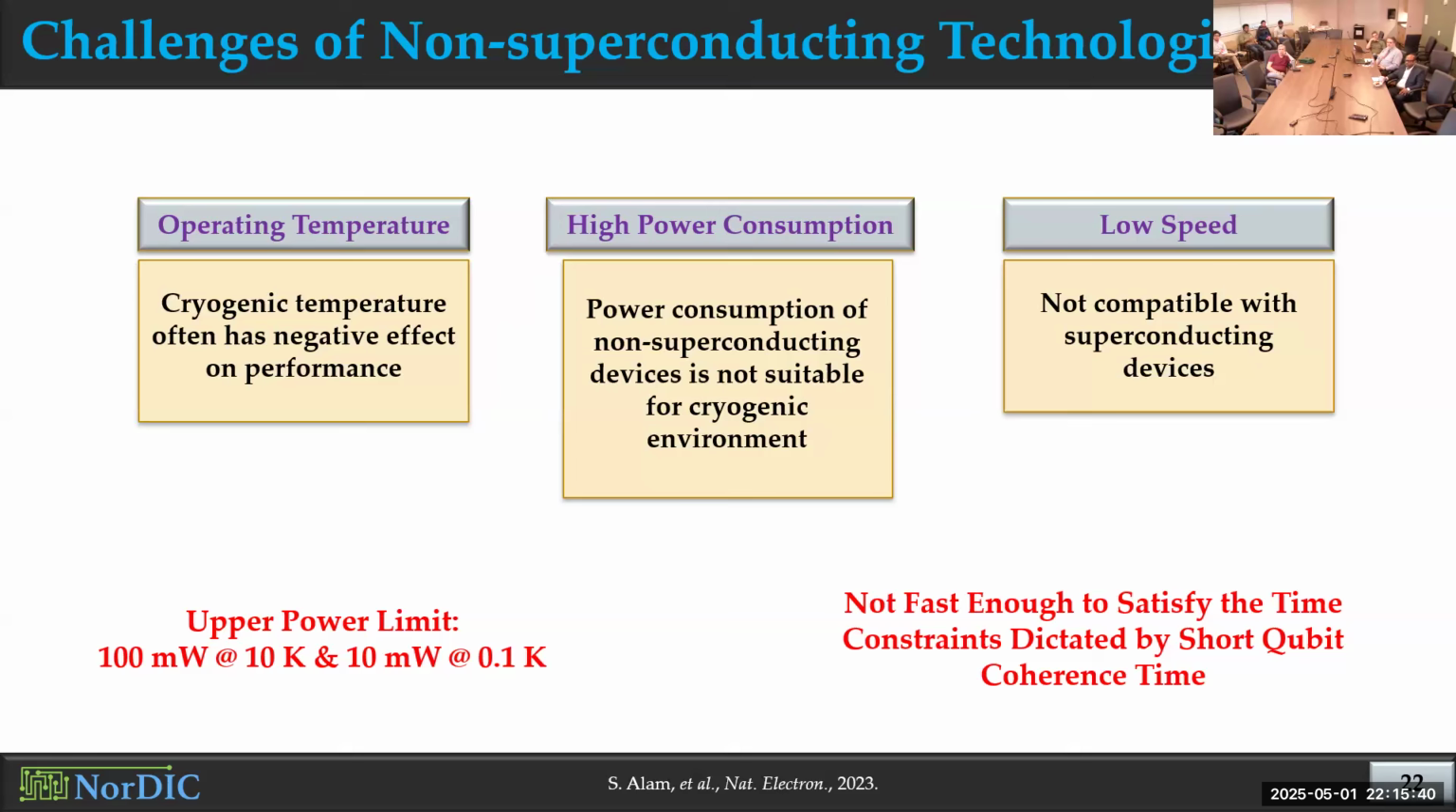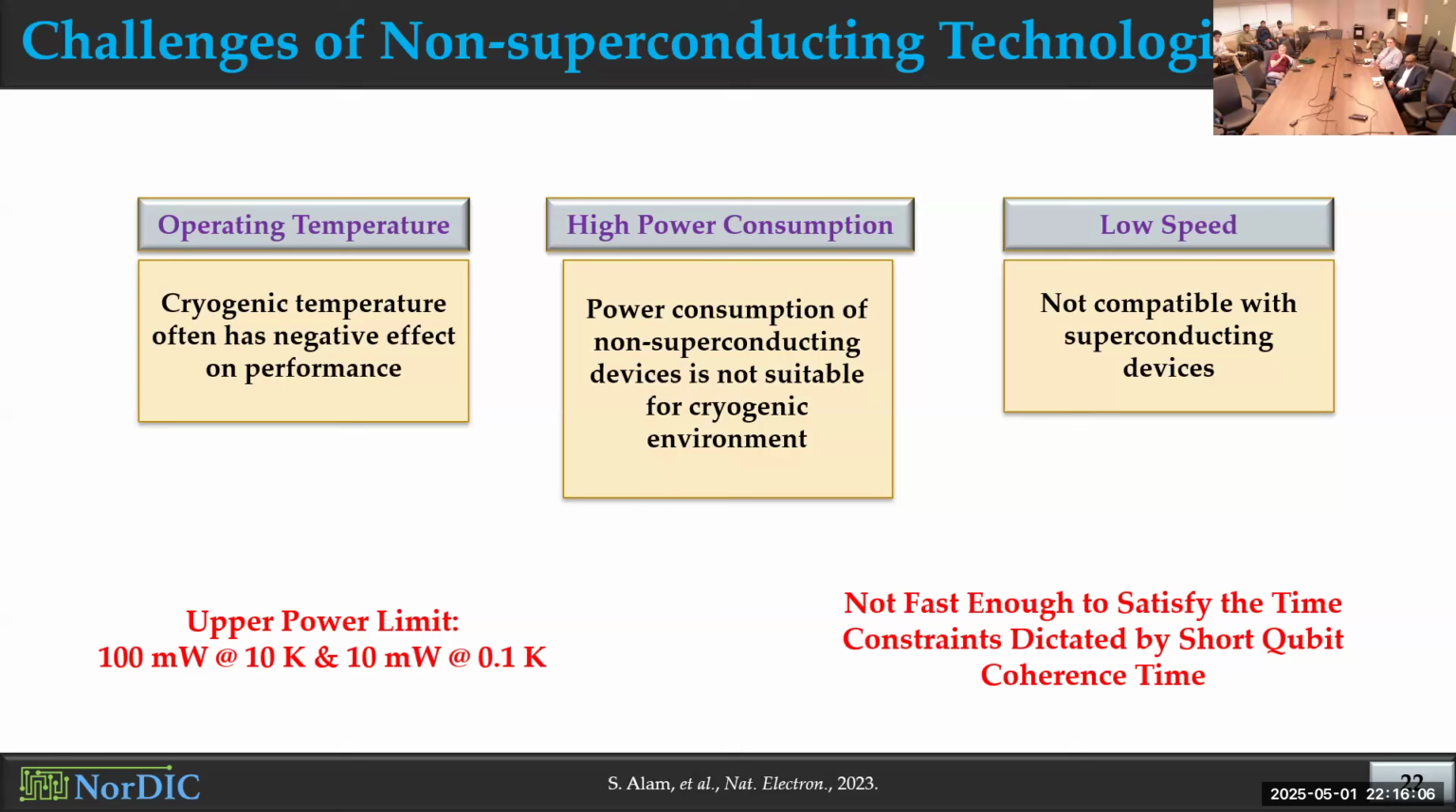And for every temperature range, we have a certain upper power limit that we can use. Otherwise, the temperature will increase beyond that cryogenic environment. For example, if we operate at 10 Kelvin temperature, we have a power limit of 100 milliwatt. And within this power budget, because of the high power consumption of non-superconducting circuits, their scalability will be limited. And they will end up being the eventual bottleneck for the target applications.